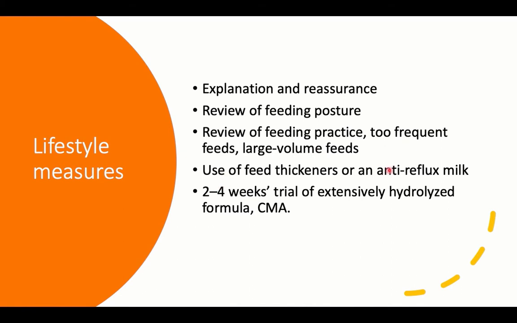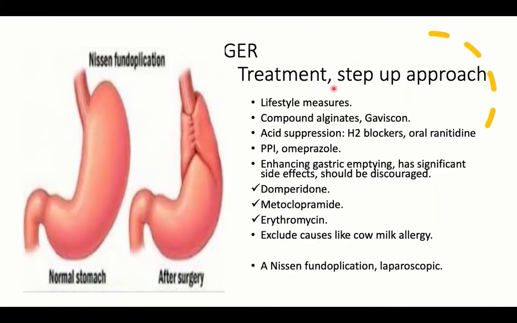Use of feed thickeners and anti-reflux formulas can also be tried, and even a 2 to 4 week trial of extensively hydrolyzed formula. This can be a therapeutic trial to exclude cases like cow milk allergy and eosinophilic esophagitis, where exclusion of cow milk and the use of hydrolyzed formula like Nutramigen can sometimes give relief of the reflux disease.